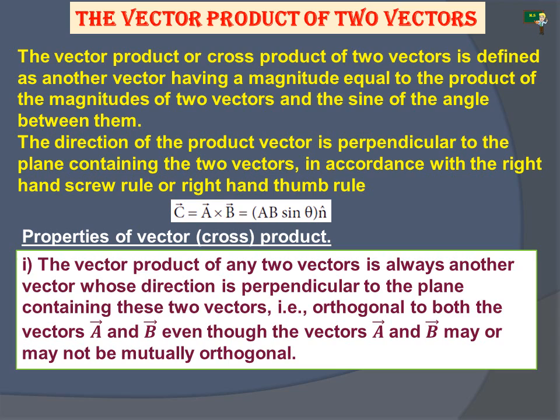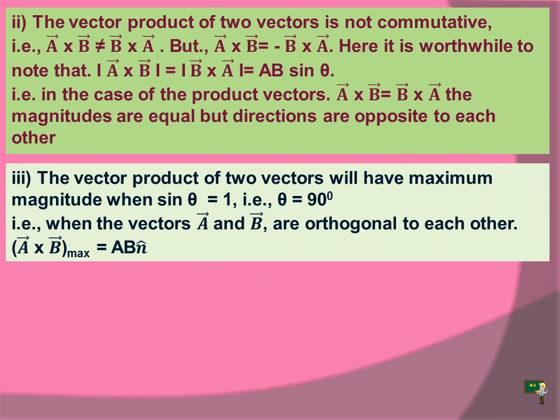The vector product of any two vectors is always another vector whose direction is perpendicular to the plane containing these two vectors. That means it is at right angles, or orthogonal, to both the vectors A vector and B vector, even though the vectors A vector and B vector may or may not be mutually orthogonal. Let's see the second point.